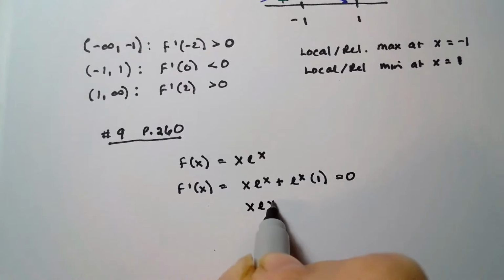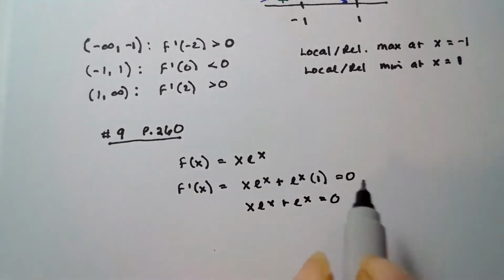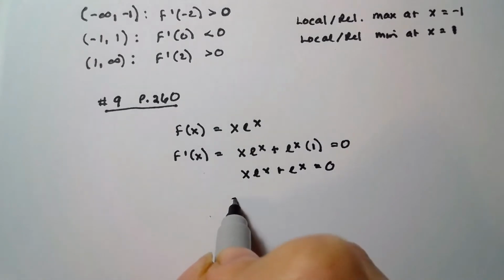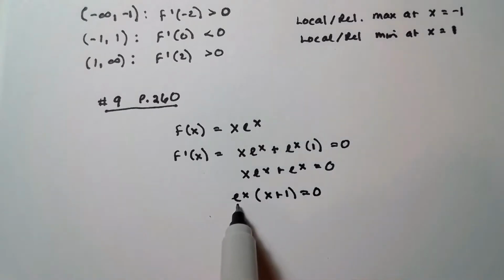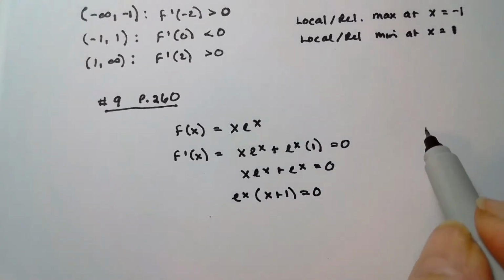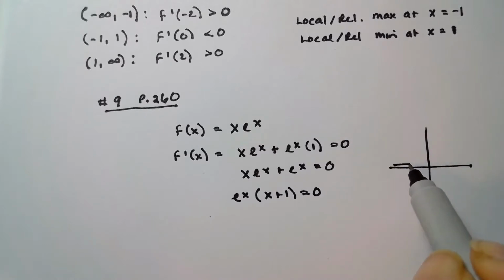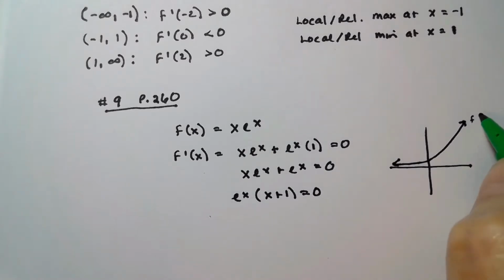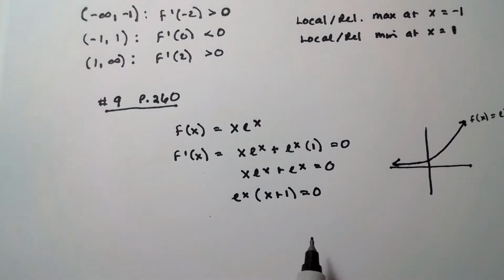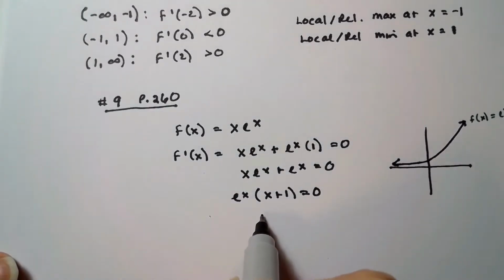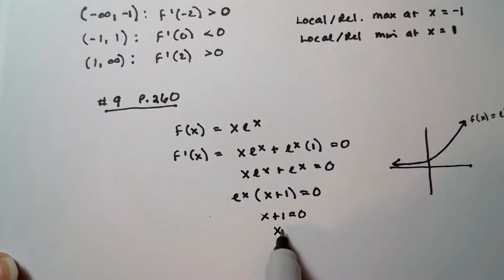So we have x e to the x plus e to the x equals 0. No calculator necessary. I'm going to factor out an e to the x, and that leaves me with x plus 1 equals 0. Now remember, the function e to the x looks like this. It's never, ever negative. It's always positive. It's always above the x-axis. So because of that, I know that that's always positive. So really the only thing I need to solve for critical number-wise is right here, and that's easy. x plus 1 equals 0, so x is negative 1.